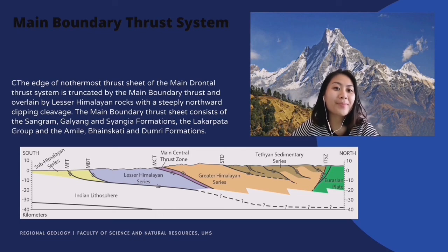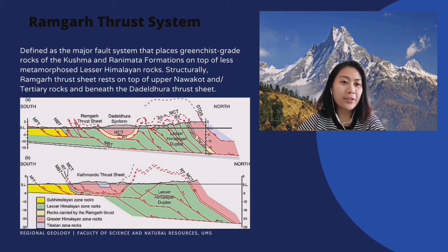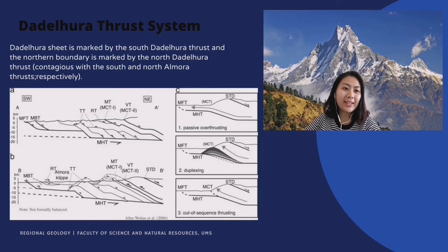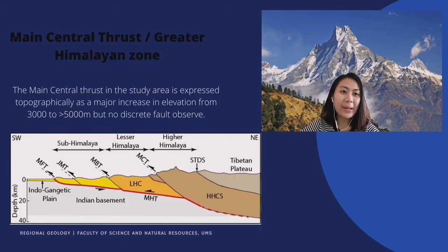So the Ramgarh thrust system is defined as a major fault system where greenschist grade rocks of the Kushma and Ranimata formations lie on top of less metamorphosed lesser Himalayan rocks. Ramgarh thrust also places upper Tertiary rocks beneath the Dadeldhura thrust. Now is the Dadeldhura thrust system. It is marked by the North Dadeldhura thrust. It is contiguous with the South and North Almora thrust. Lastly, the main central thrust, also the Greater Himalayan zone.